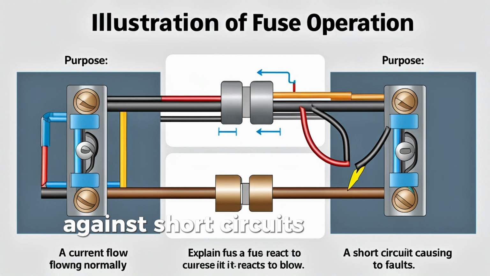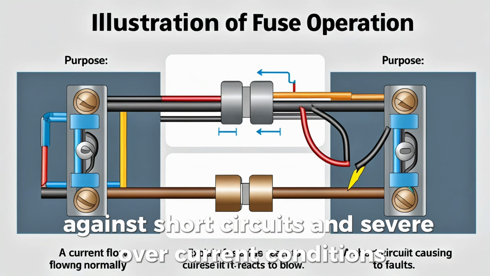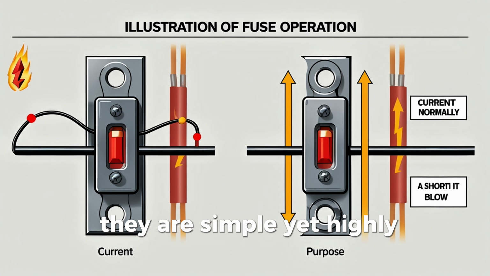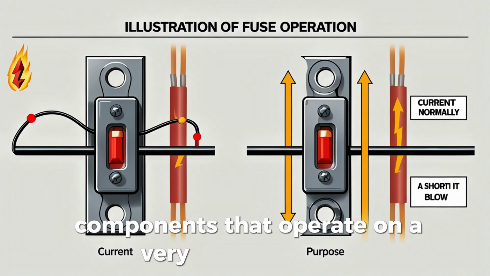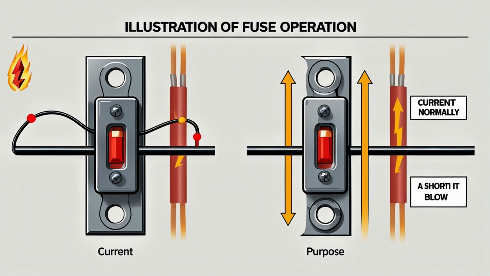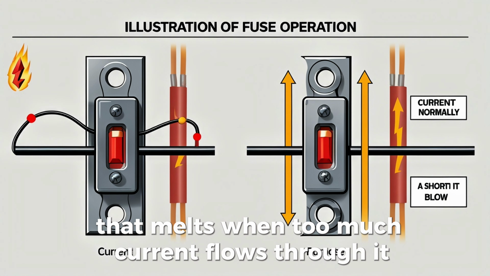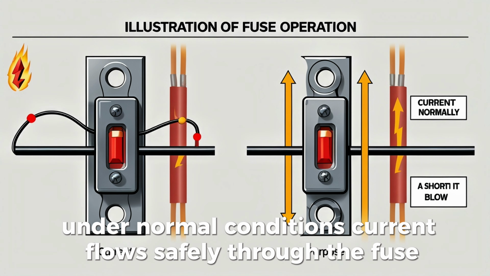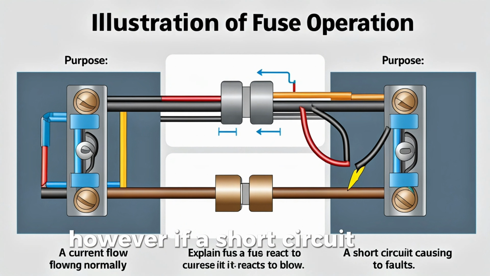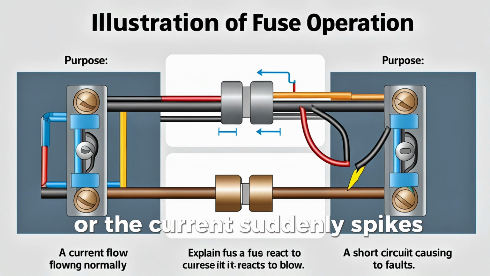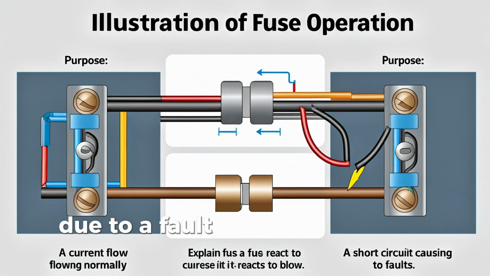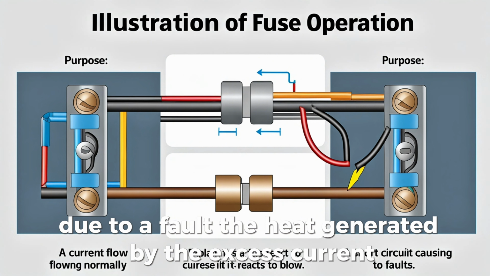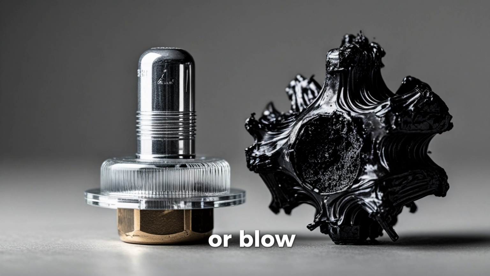panels, against short circuits and severe overcurrent conditions. They are simple yet highly effective components that operate on a very basic principle. They contain a metal wire or strip that melts when too much current flows through it. Under normal conditions, current flows safely through the fuse. However, if a short circuit occurs or the current suddenly spikes well above the rated level due to a fault, the heat generated by the excess current causes the fuse element to melt or blow.